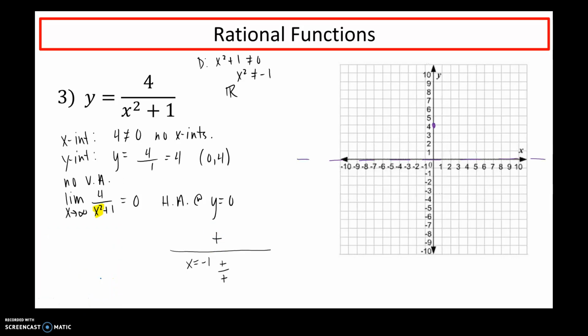So now let's put it together. I got to hug my asymptote at the end here. I have to get up to 0, 4, and then I have to come back down. And I'm just going to trace over it.